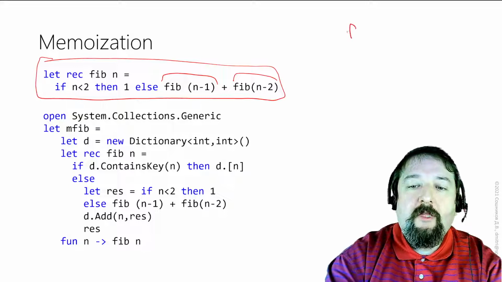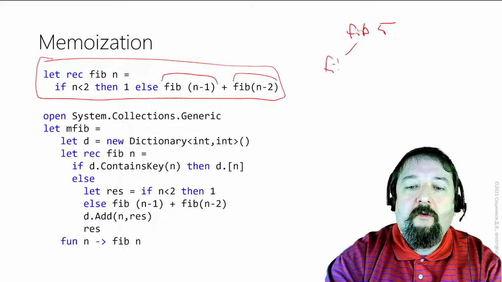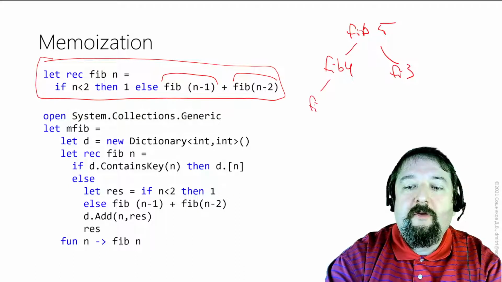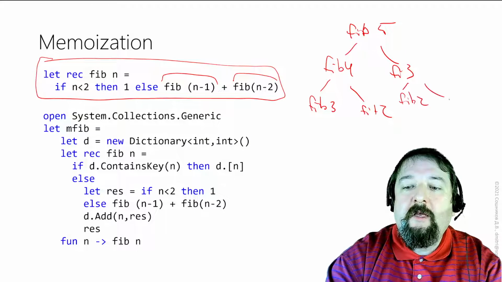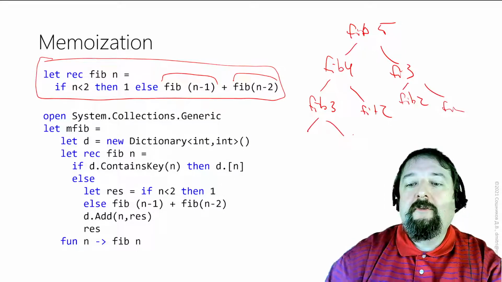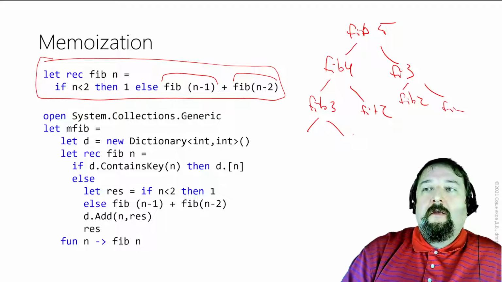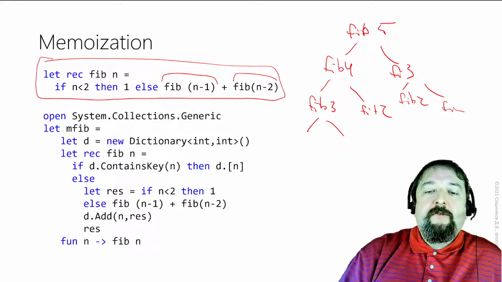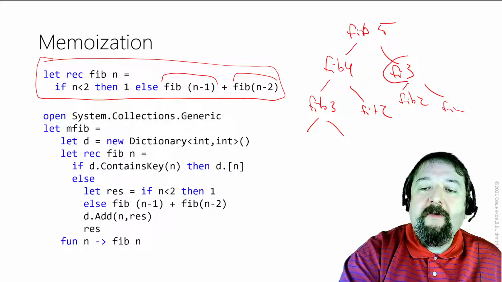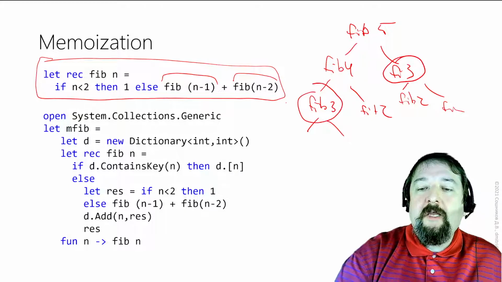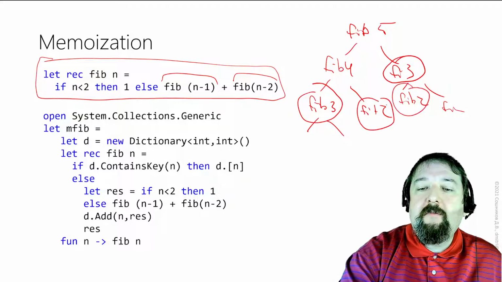Suppose we want to calculate Fibonacci of 5. It means we need to call Fibonacci of 4 and Fibonacci of 3. Fibonacci of 4 calls Fibonacci of 3 and Fibonacci of 2. Fibonacci of 3 calls Fibonacci of 2 and Fibonacci of 1. And then it continues in this manner. So you can see that we evaluate the same values many times, like Fibonacci of 3 here, and Fibonacci of 2 is evaluated many times, and also here.